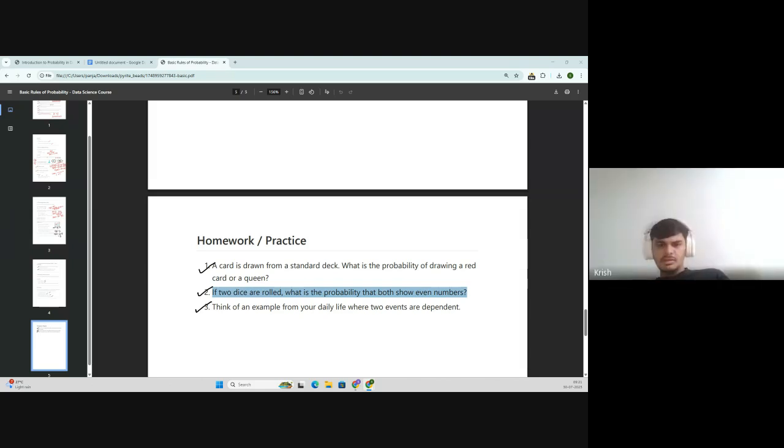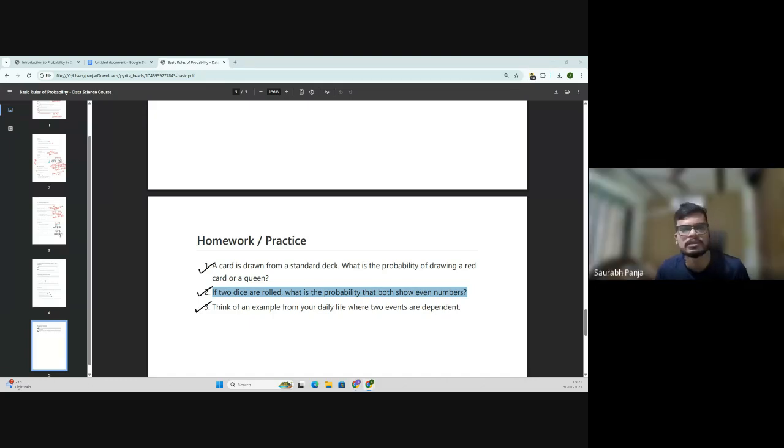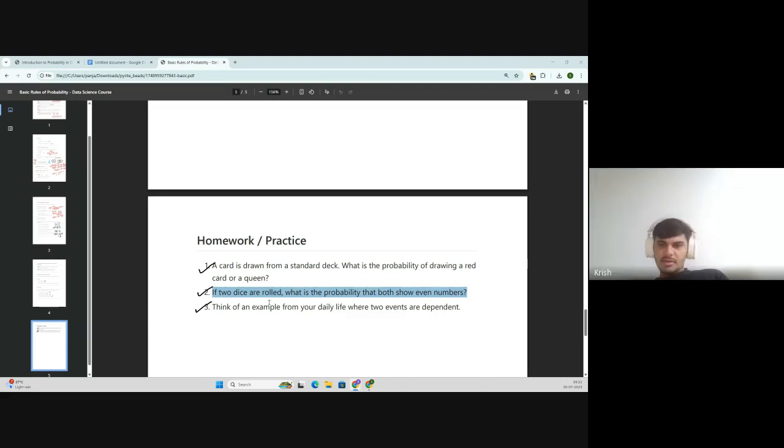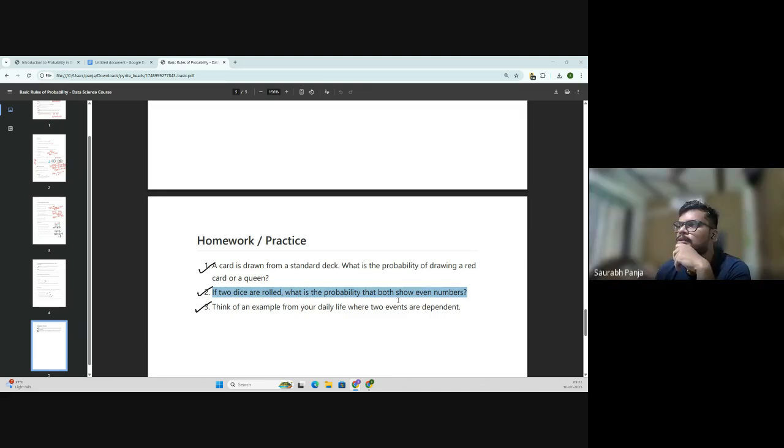Three by 36. What is it? If two dice are rolled, what is the probability both show an even number? Okay, let's see, what will be the sample space? There are two dice, right? So the sample space would be 6 raised to n, which is 36. Two dice, 6 raised to 2, that is 36.